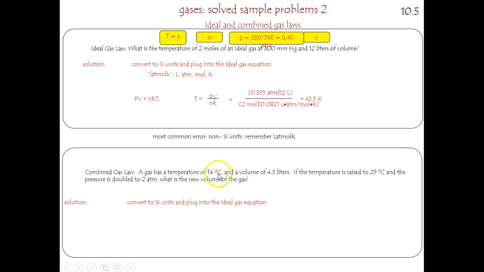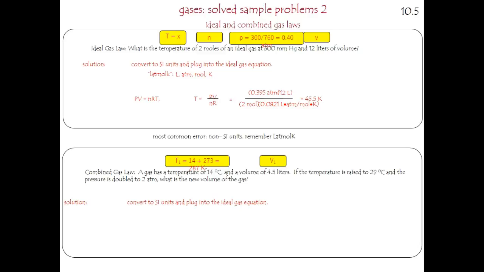Here's another problem. A gas has a temperature of 14 degrees Celsius. I don't like that temperature. I'm going to add 273 to it to get my new temperature of 287 Kelvin. Always do that for gases so you have a true indication of proportional temperatures. We have a volume of 4.5 liters. I do like those units.